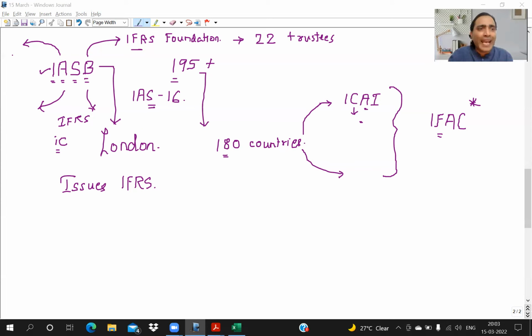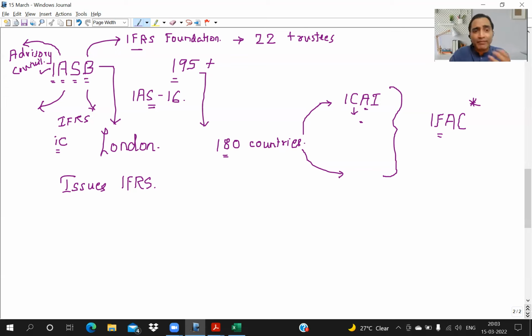I'm not going to scare you with these fancy words, but just naming them. The Advisory Council are the people who advise the IASB. They say, these are our inputs, we feel that this should be the provision in this particular accounting standard. These are the people who are in touch with the industry. They know what problem areas the industry or investors are currently facing.